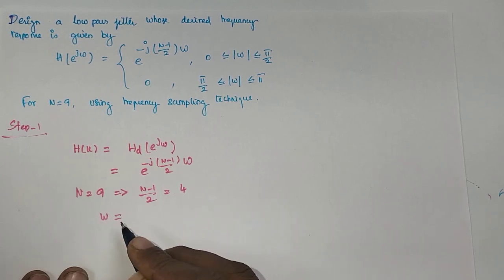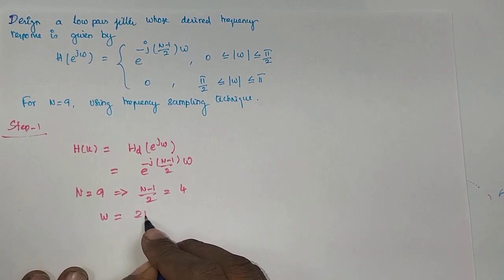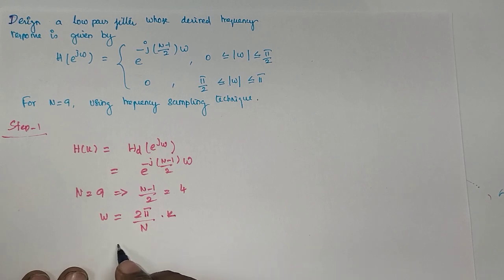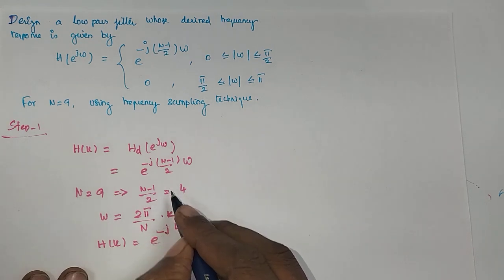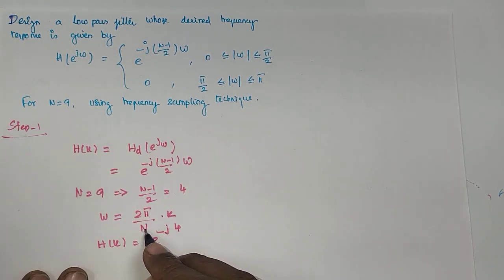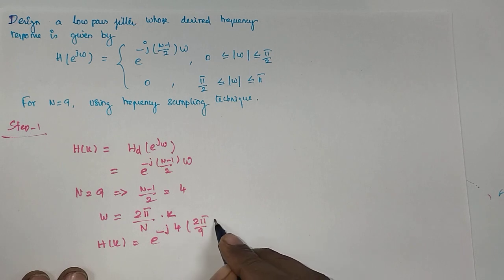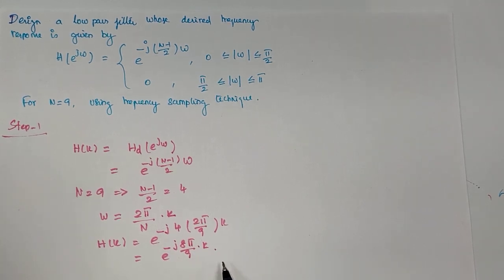Similarly, the samples are taken at the frequencies omega equal to 2 pi by N into k. After substituting this, my H of k is equal to e power minus j 4, since (N minus 1) by 2 is equal to 4, and omega is equal to 2 pi by N, with N equal to 9, so 2 pi by 9 into k. So my H of k is equal to e power minus j 8 pi by 9 into k. So the first step is over, that is, you have to find the H of k values.